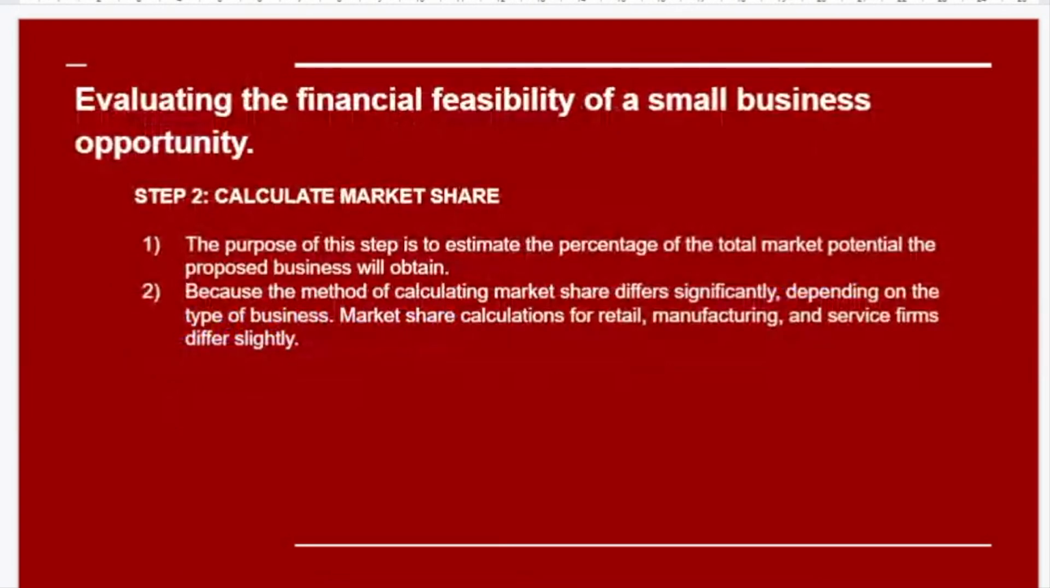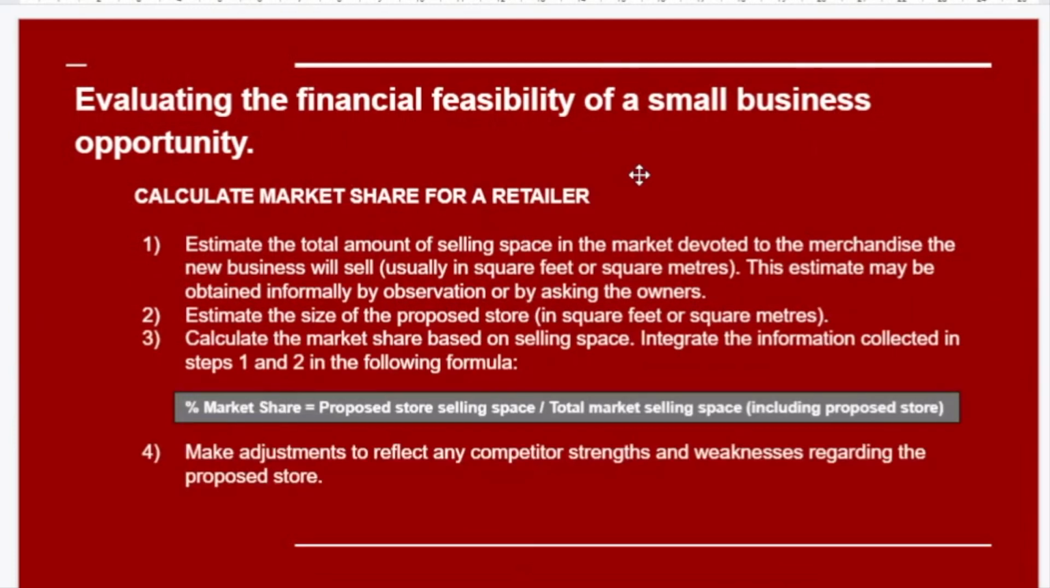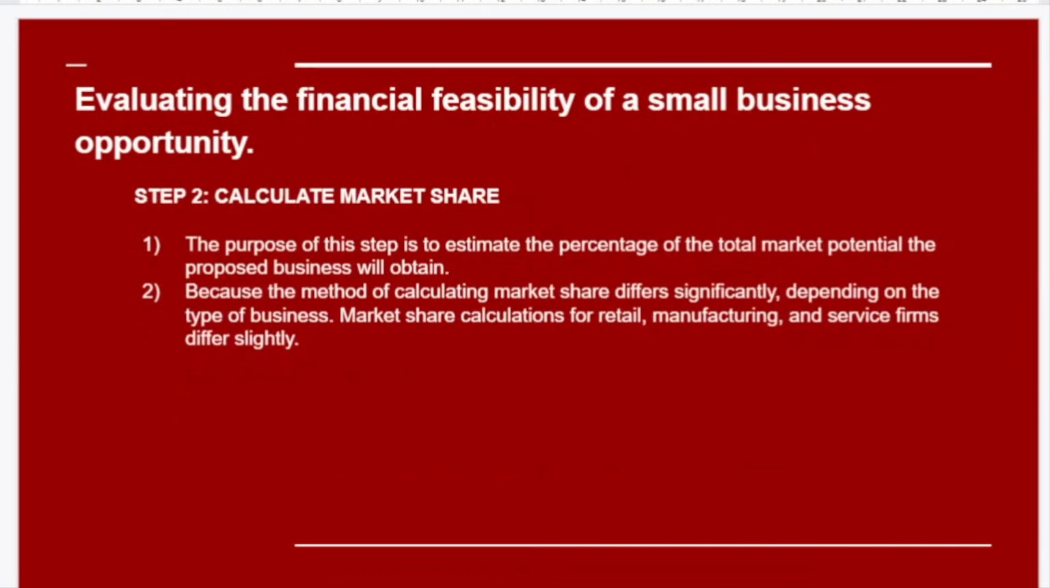Then you're going to say, okay, if that's the total size of the pie, I want this biggest slice of the pie, which is calculating your market share. How much of the market do you anticipate getting? This is really a percentage of the total market that your business is going to obtain. And calculating this market share on the surface is pretty simple. Okay, I want 10% of the market share. That means basically I am 10% of the market. But how do you do that?